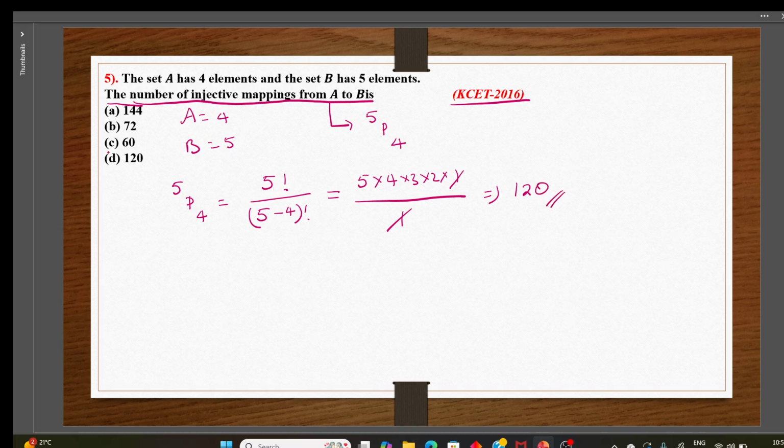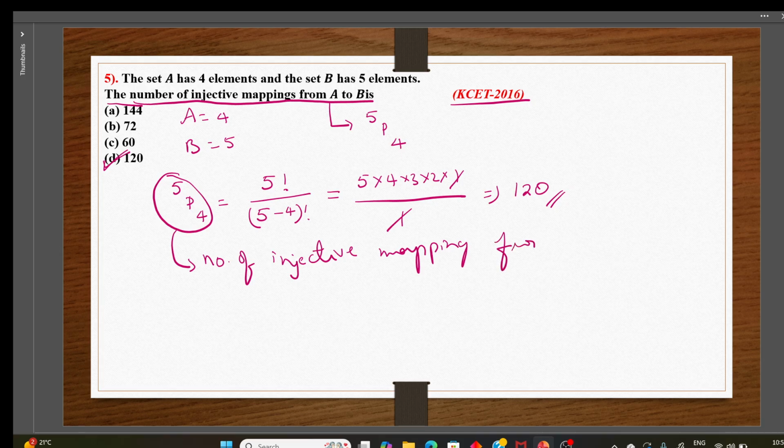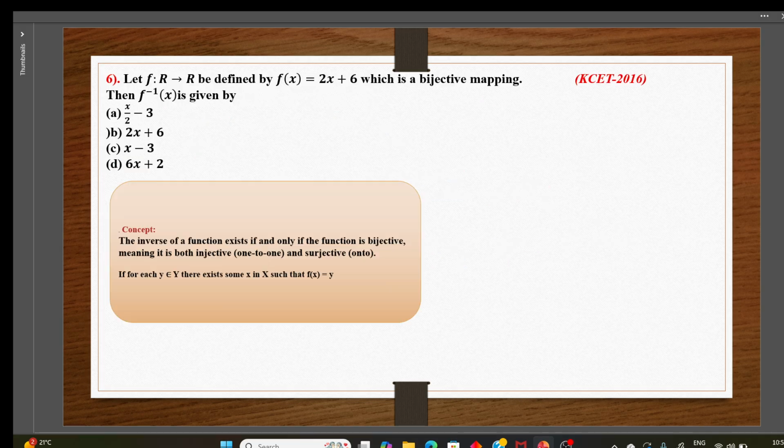What is the answer here? 120 is the answer. So this 5P4 represents the number of injective mappings from A to B. Clear? Next question.